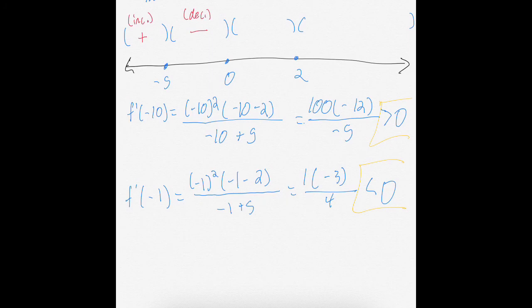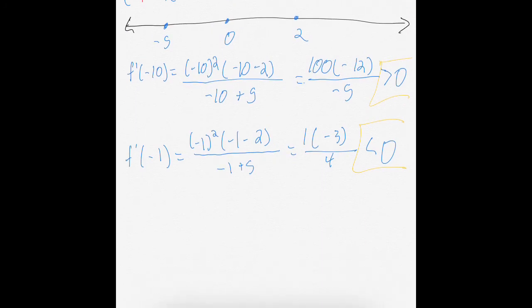Okay, so the plus means that the function is increasing, and minus means the function is decreasing. Remember, the function is increasing if f prime is greater than or equal to 0, and decreasing if f prime is less than or equal to 0.